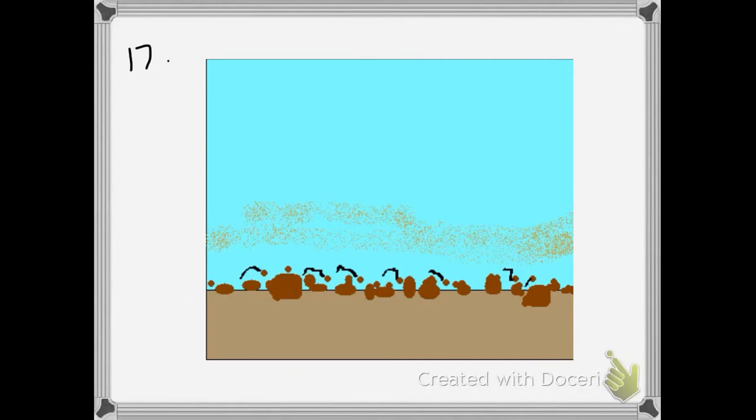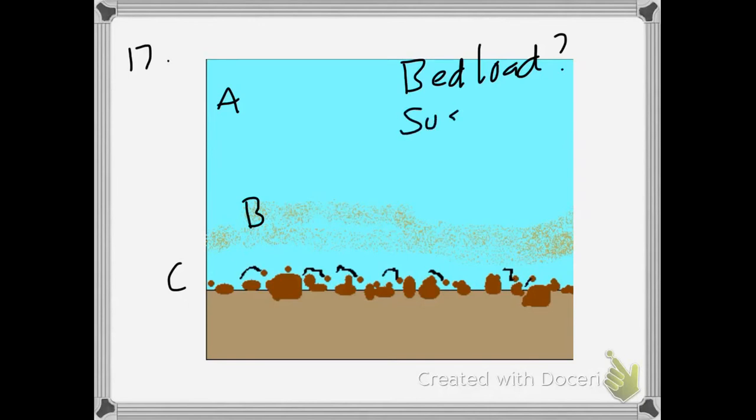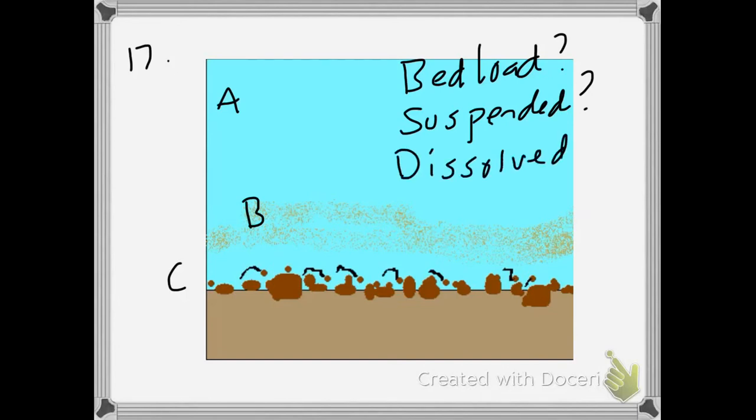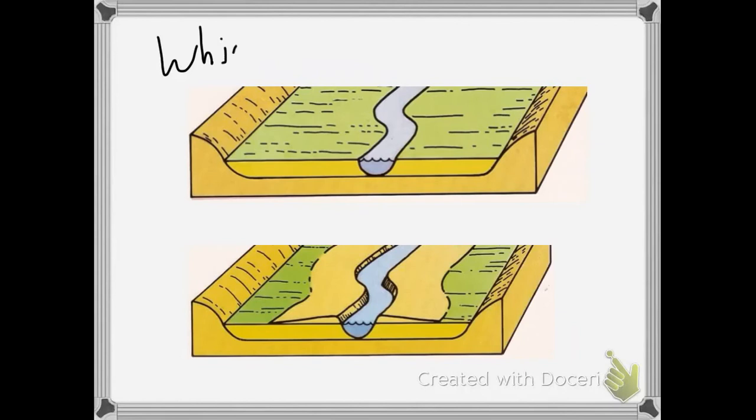Okay, now we have a cross-section of the stream's interior, and I have labeled some parts of it. Which one represents the bed load? Is that A, B, or C? Okay, that's C. Which one is suspended load? B. And dissolved load is really anywhere in the water column, but for our purposes it's A. Is there evidence of saltation shown in the picture? The answer is yes. If you look in the bed load, you can see little things that are frolicking and jumping and are very happy. So that is saltation.